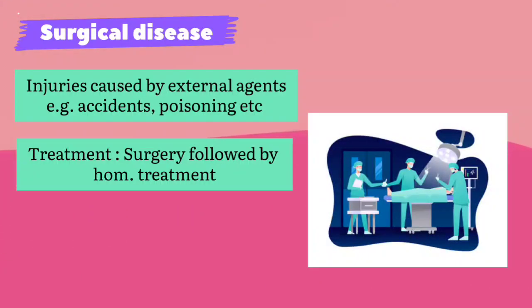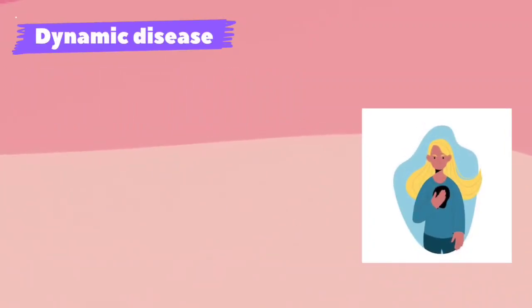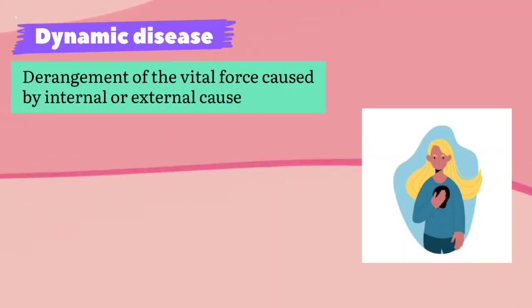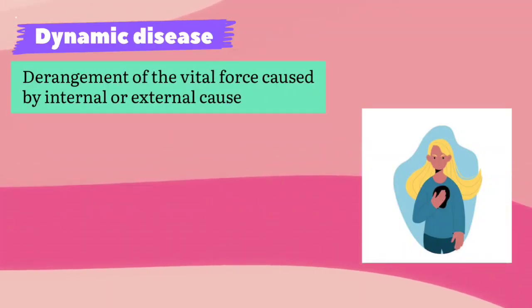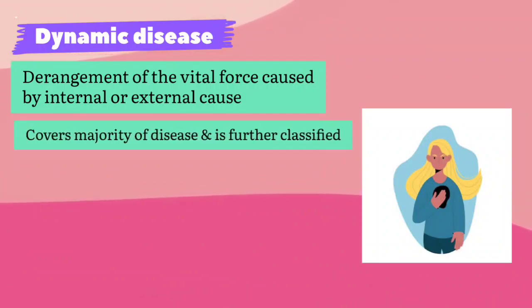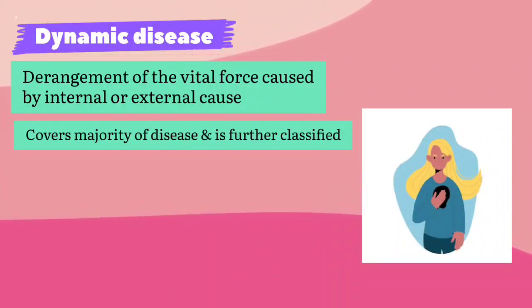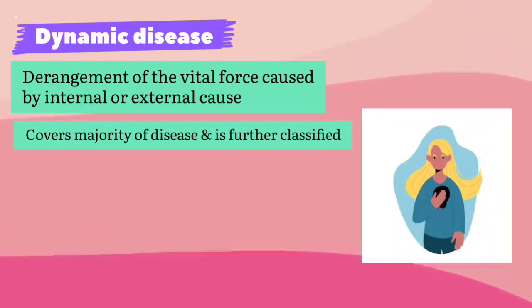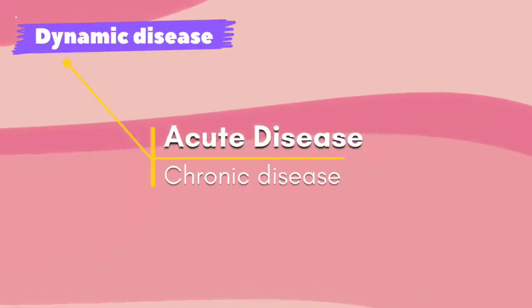Now after that we have dynamic diseases. Now dynamic diseases are nothing but the derangement of the vital force caused by some internal or external cause. Now this category broadly covers the majority of diseases and is also further divided into many smaller categories which we are going to discuss further in this video. So dynamic diseases are broadly divided into two categories: acute and chronic diseases.